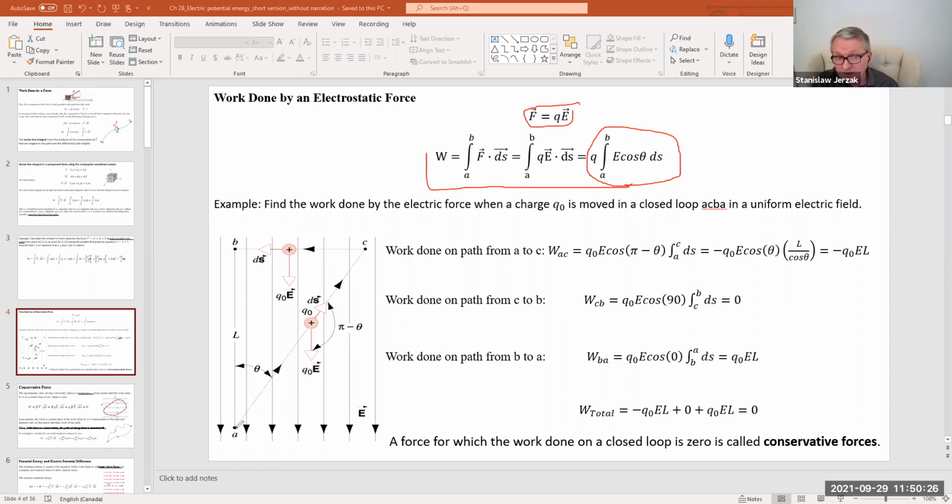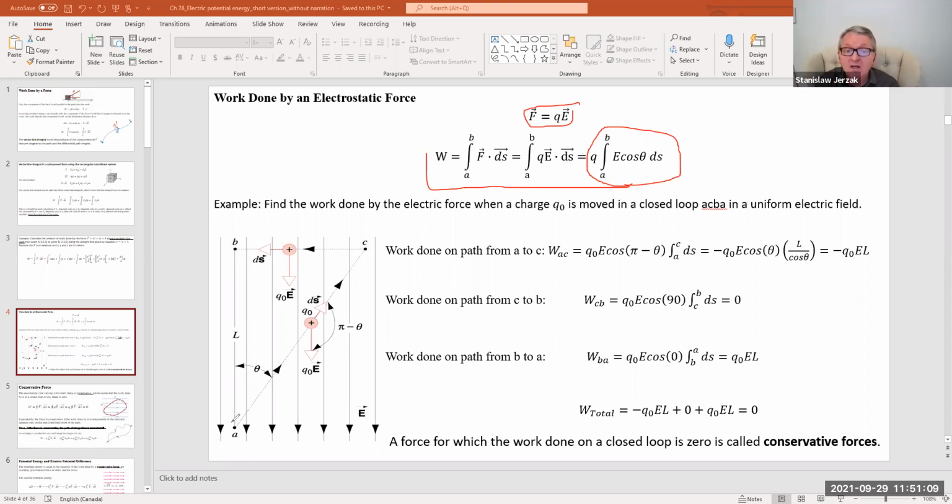We will now calculate how much work is done by the electric force when that charge is moved in that triangular loop. Of course, the charge will not move by itself, right? I would have to take my fingers, grab that charge and move it from A to C to B to A. I could move that charge, but I want to calculate the amount of work done not by me with my hand, but how much work is done by the electric force when that charge is moved by me in that triangular loop.